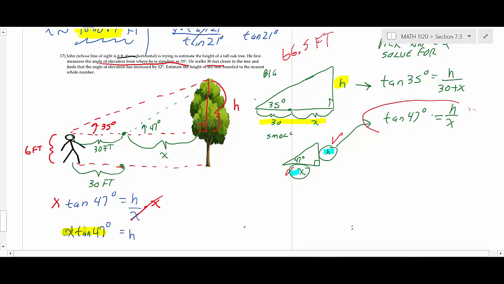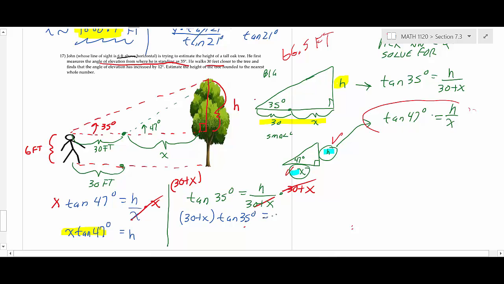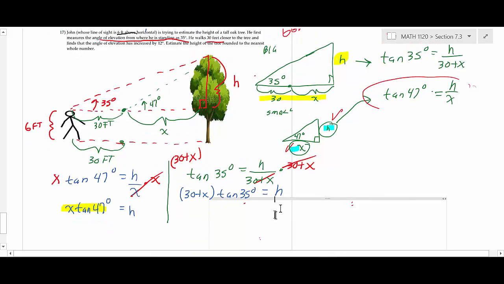So I've got that. Now what I'm going to do is take the second equation, and that second equation is tangent of 35 degrees equals h over 30 plus x. Now keep in mind, there's several ways you can solve this. I'm just doing one way, okay? And I'm going to do exactly the same thing. I'm going to multiply both sides by 30 plus x in order to get rid of that fraction and get the h by itself. That's why I'm doing what I'm doing. So if I do that, I would have parentheses 30 plus x times the tangent of 35 is equal to h.